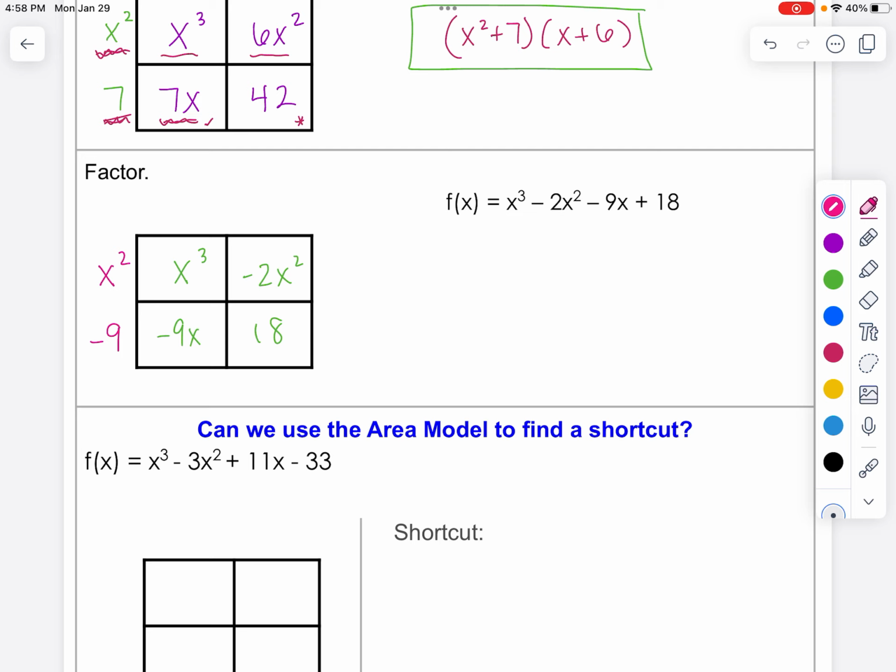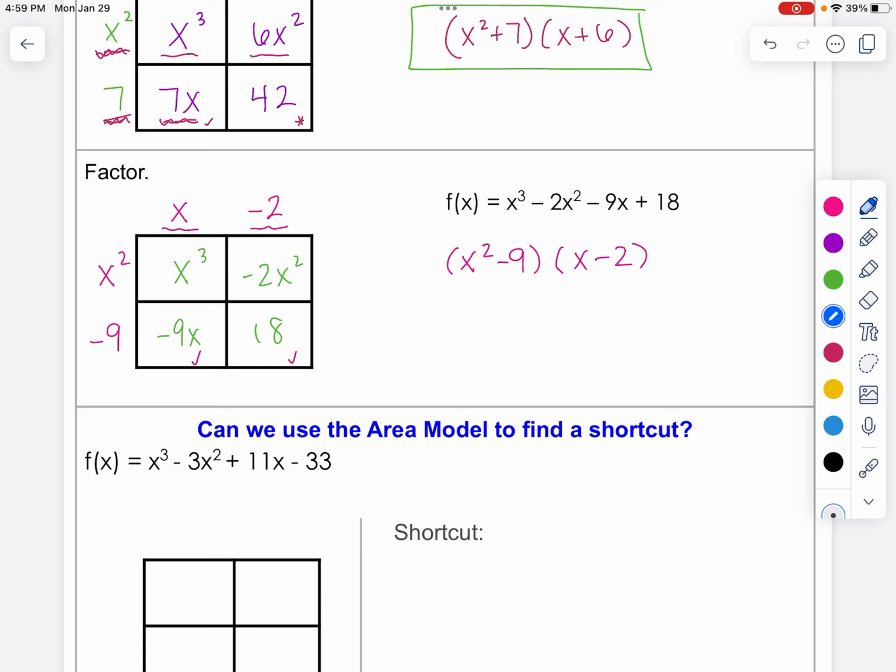All right, based on what I factored out here, let's find the missing pieces. x squared times what is x cubed? That would be x. And we can double check, is x times negative 9 negative 9x? Yes, it is. For the next one, x squared times what is negative 2x squared? That would be negative 2. And now let's check. Is negative 2 times negative 9 positive 18? Yes, it is. So we're good. Time to put our factors together. So for the left side, we have x squared minus 9. And then on top, we have x minus 2.